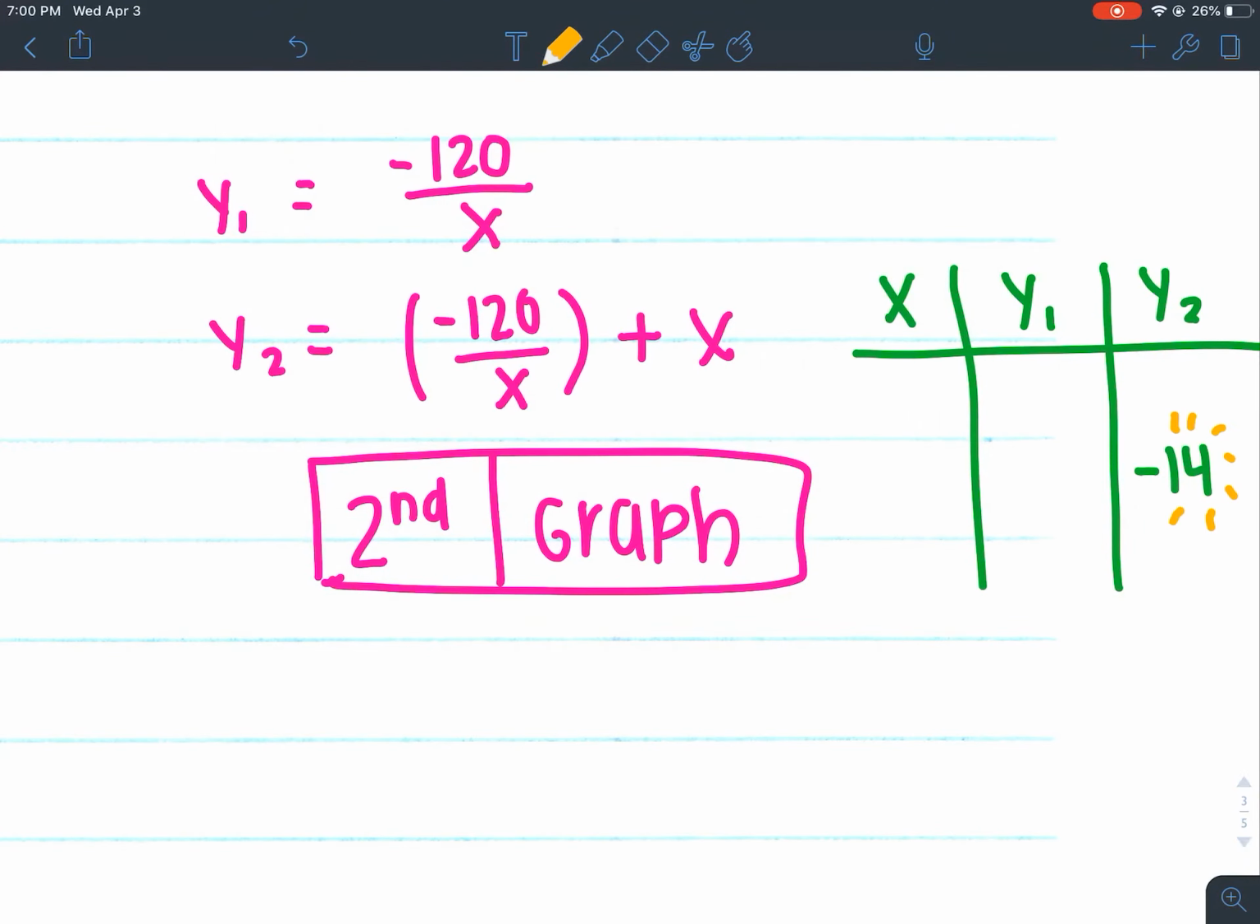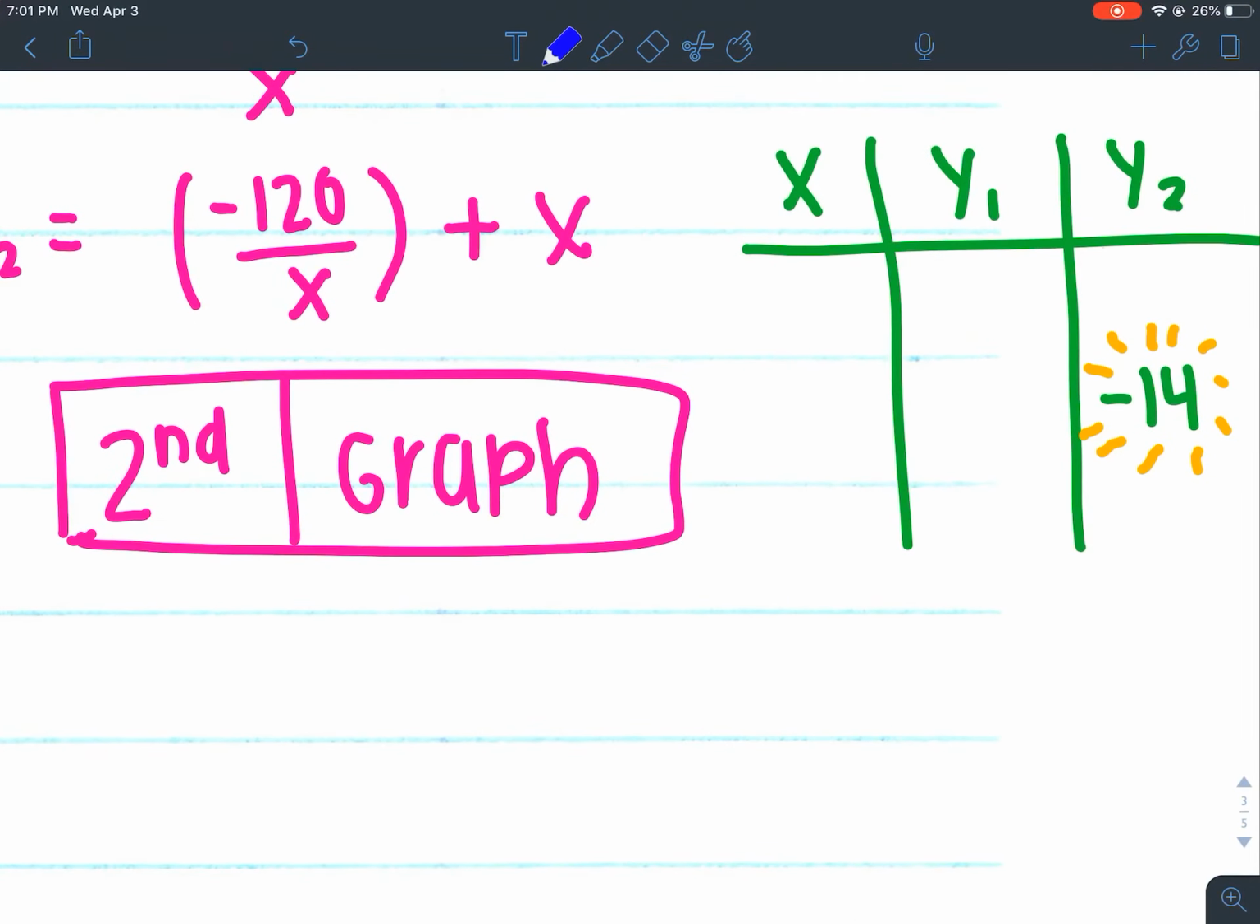We want it to add to this number here, okay? We want it to add to negative 14. So, you're going to scroll down and look at your x and y1. You need to figure out the pair that adds up to negative 14. So, in your y2 column, that third column, you want to look for a negative 14, and then you want to look over to the left and be like, okay, which numbers are adding to negative 14?